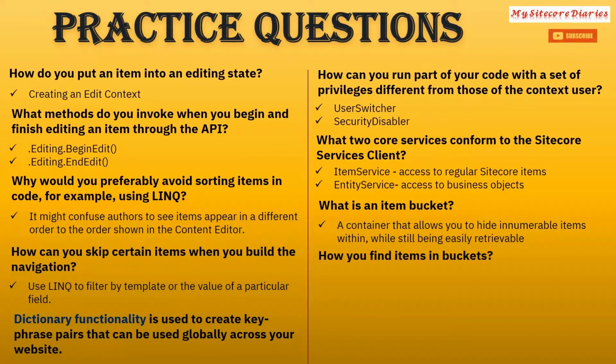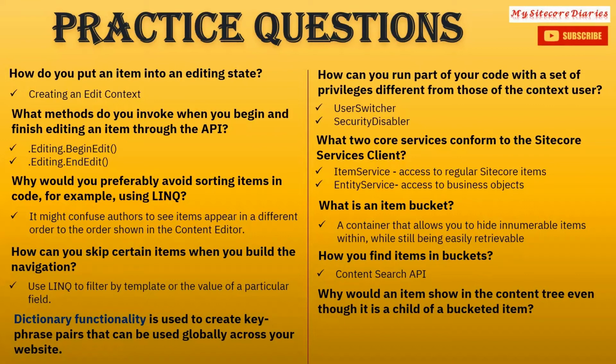How do you find items in the bucket? By using the content search API. You can use the content search API to get the items in the bucket. Why will an item show in the content tree even though it is a child of a bucketed item? It is not set as bucketable. That's why it is showing in the tree, even though that tree is bucketed.